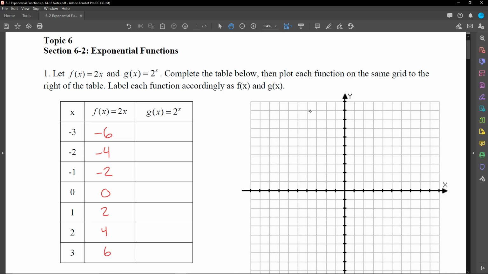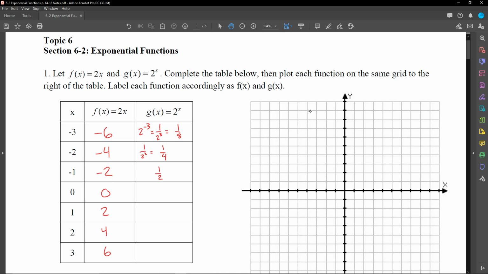For g of x, we have 2 to the power x. So plugging in negative 3, we have 2 to the negative third power, or 1 over 2 to the third, or 1/8. Plugging in negative 2, we have 1 over 2 squared, or 1/4. Plug in negative 1, we have 1/2.